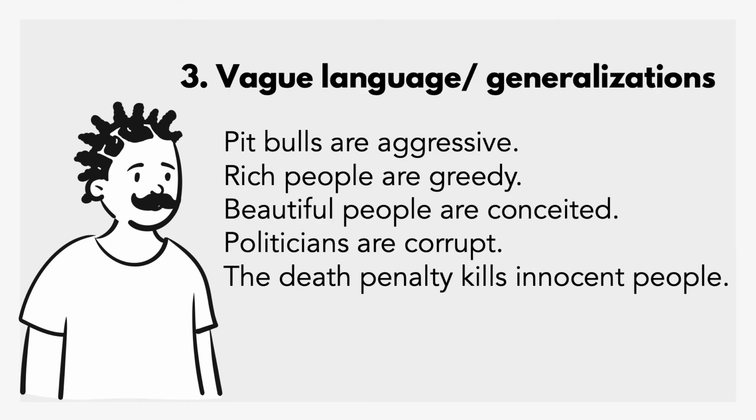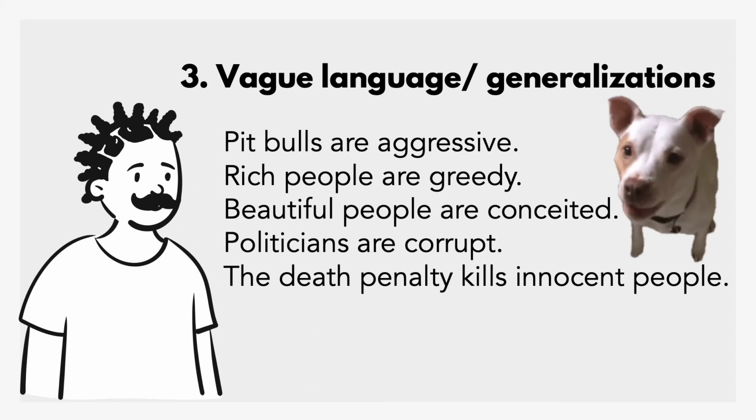Number 3. On vague language or generalizations. Here are some examples. Pit bulls are aggressive. Rich people are greedy. Beautiful people are conceited. Politicians are corrupt. The death penalty kills innocent people. These are generalizations because they make sweeping claims about entire groups of people.